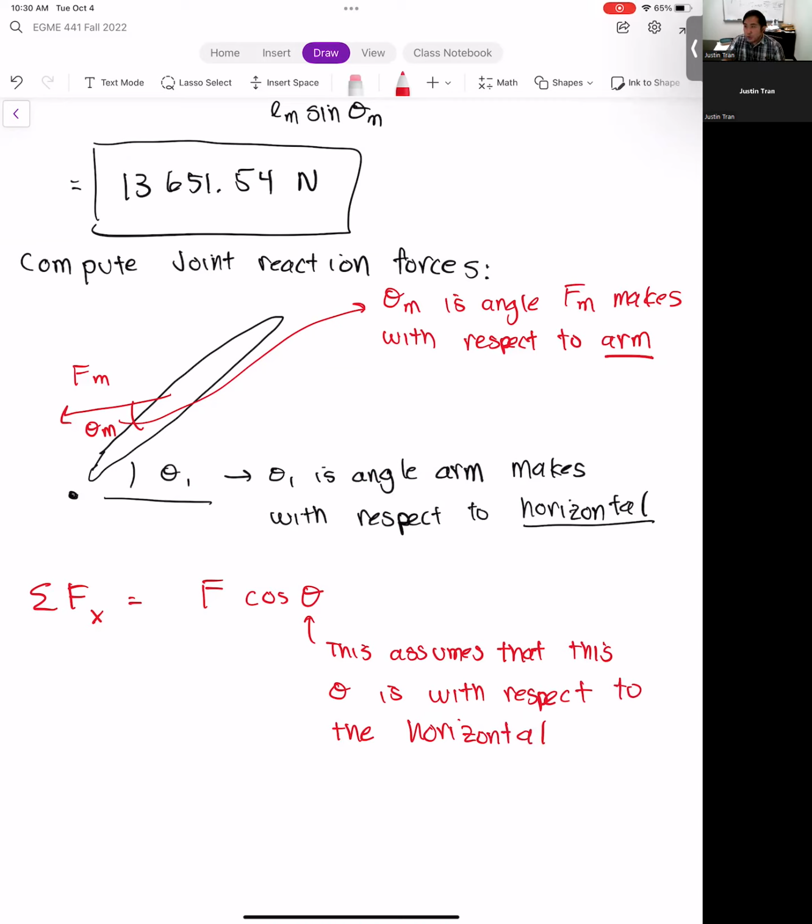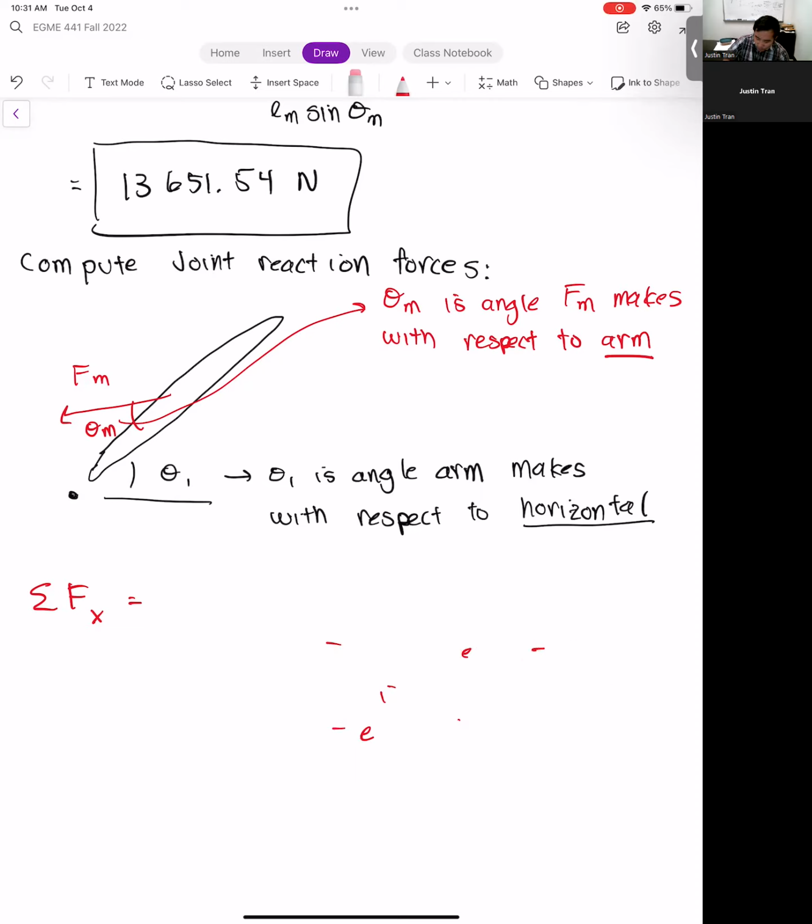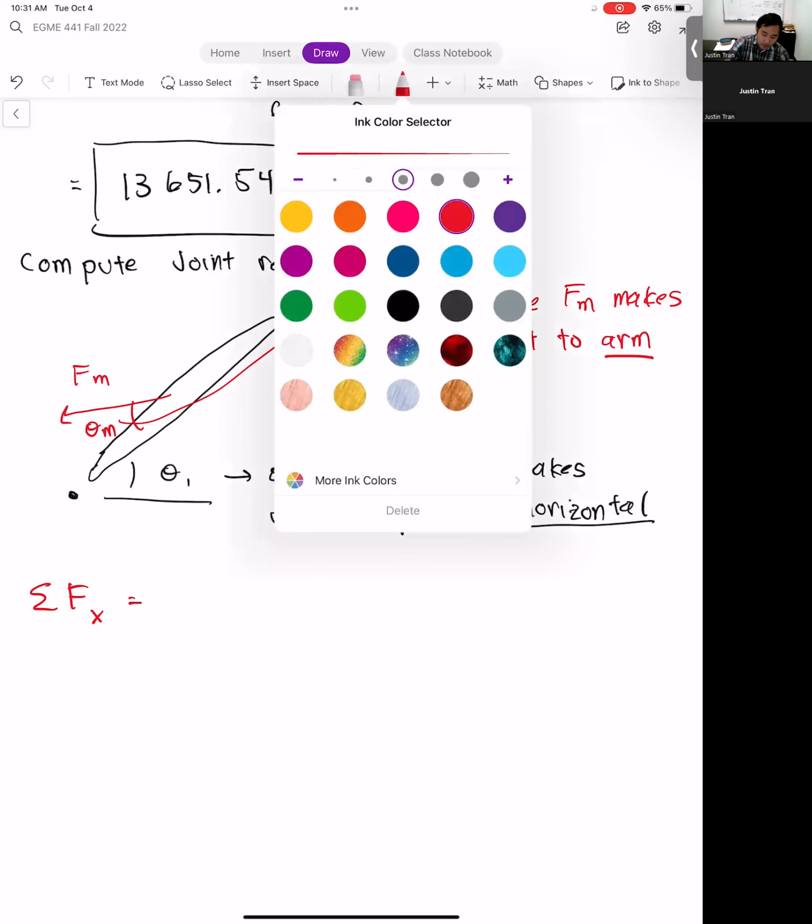Okay, and so if you're going to use this sine cosine convention for the sum of the forces in the x and y, you have to be careful of the angle that you're using, and you want to make sure that you're always using an angle with respect to the horizontal. So let me give you a very quick example here.